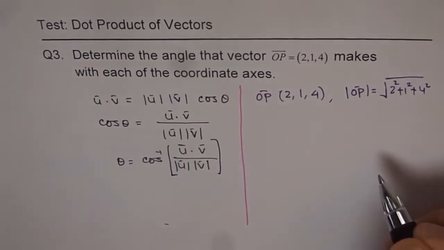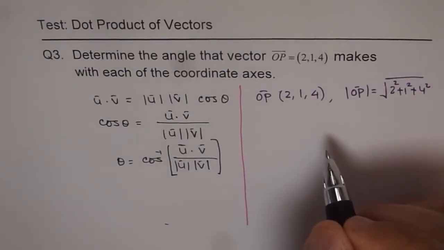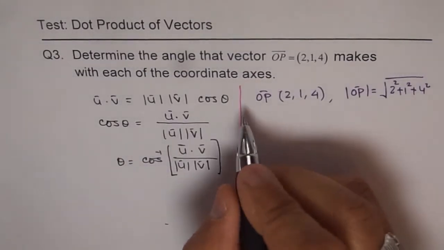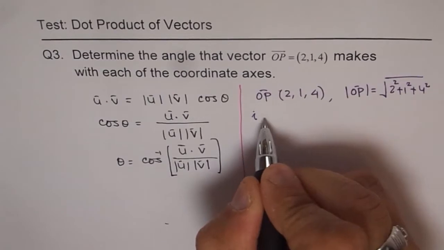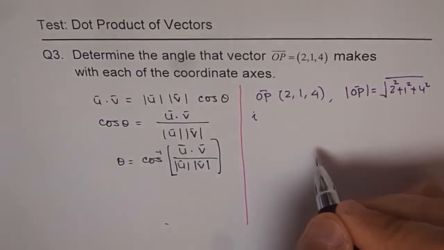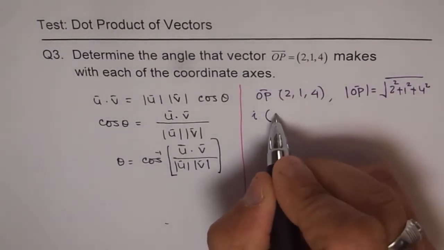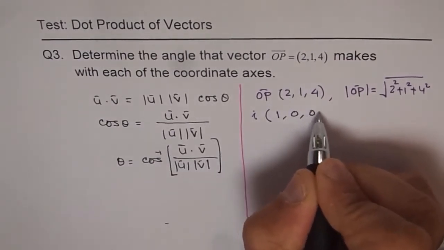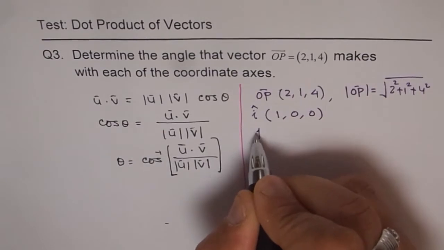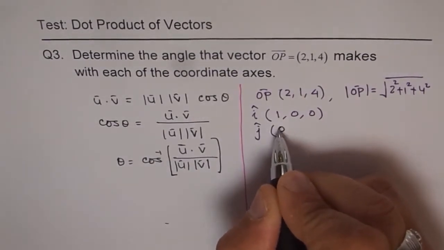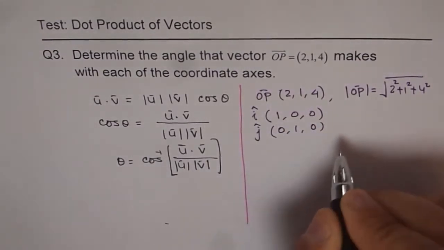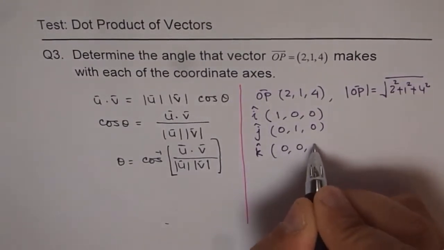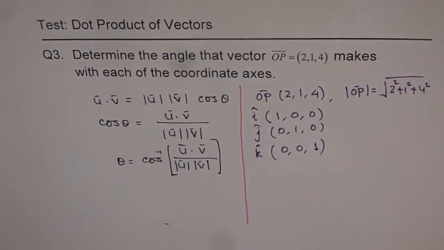Now along the axes we have to use vectors, and the best vectors to use are i, j, k. So i is the unit vector along the x-axis, whose coordinates can be any point, but the best point is (1, 0, 0). Similarly, you can take the unit vector j, which will be (0, 1, 0), and then the vector k, which will be (0, 0, 1). And then use this formula.